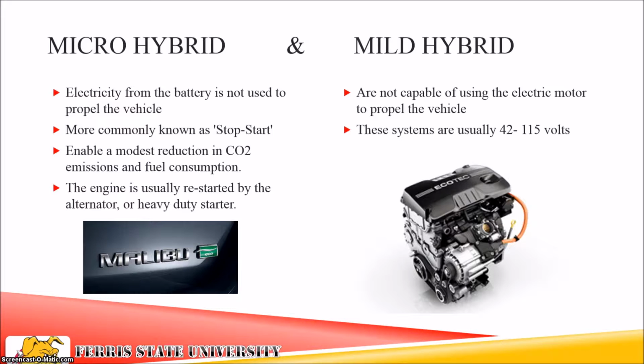Mild hybrids, just a small step above a micro hybrid. They're not capable of using an electric motor, but what differentiates them from a micro hybrid is these systems are usually 42 to 115 volts, just depending on the size of the generator and the battery. In the bottom right picture, we have the Ecotec with the alternator generator, which in GM world is called E-Assist. That usually runs 45 volts.